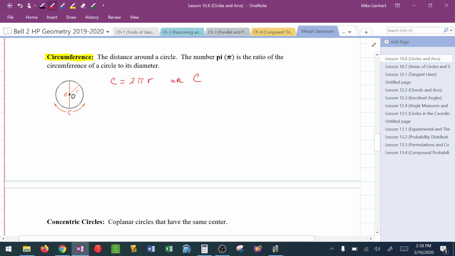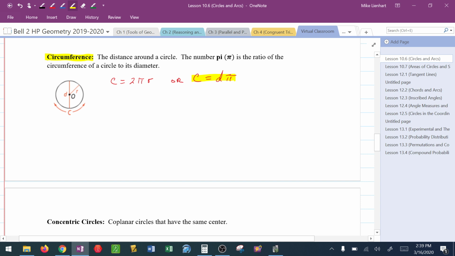I know that we previously defined a diameter as being twice a radius. So 2 times a radius is the same thing as the diameter, and I call this d pi. Both of these formulas, either one of them, works perfectly to find the circumference of a circle. I am going to focus for this lesson on using d pi.